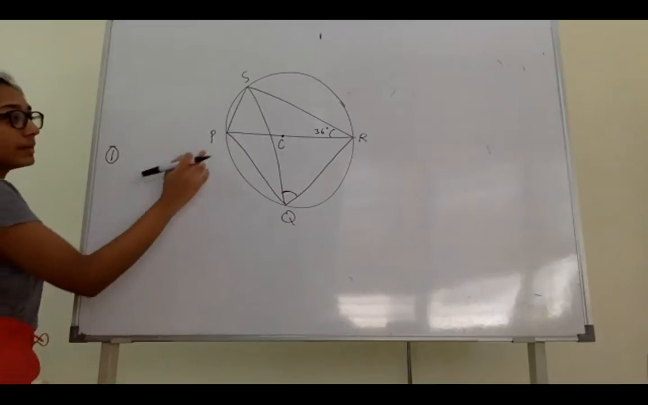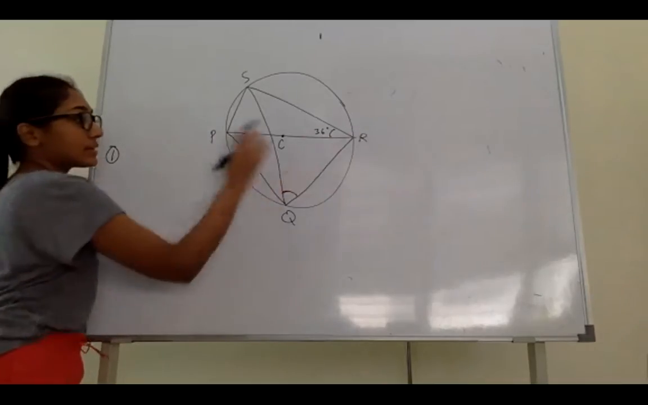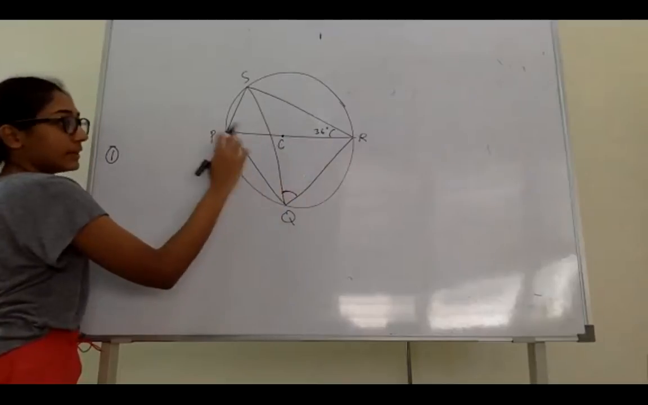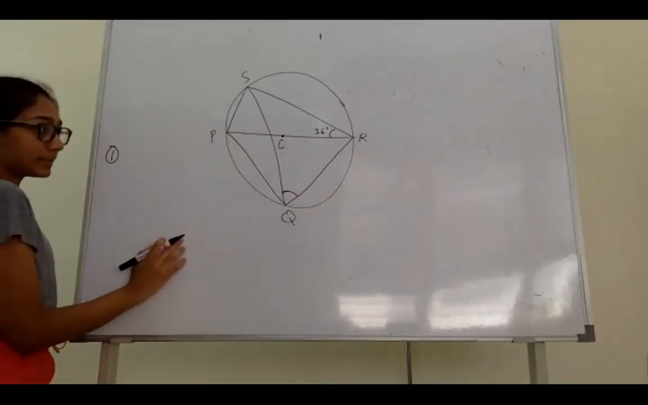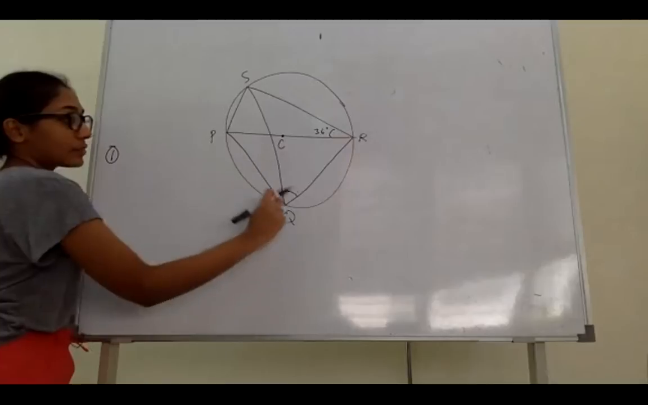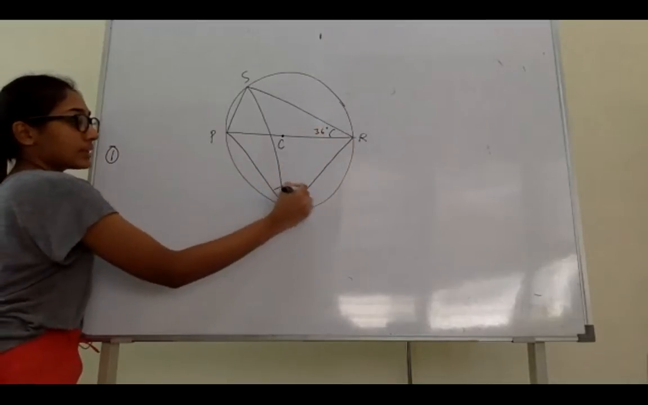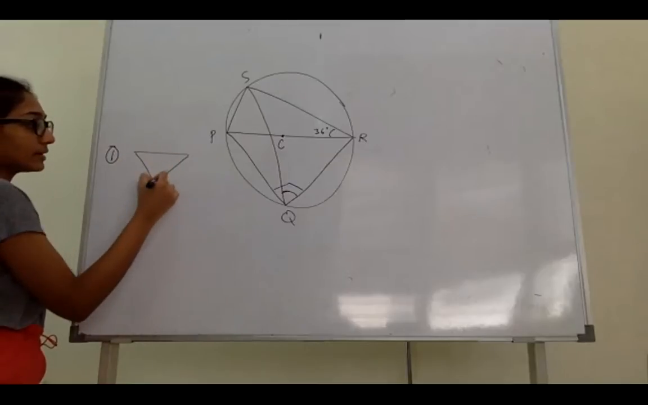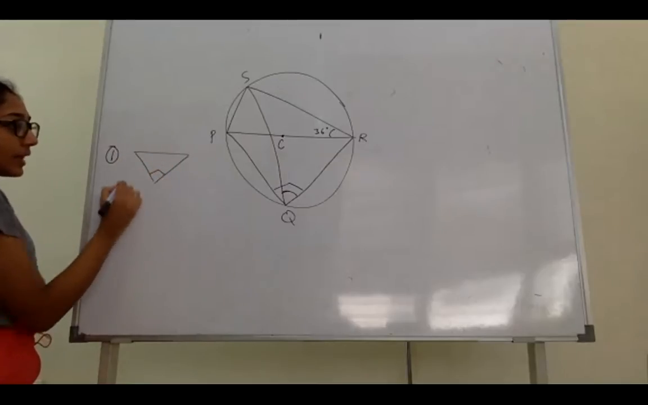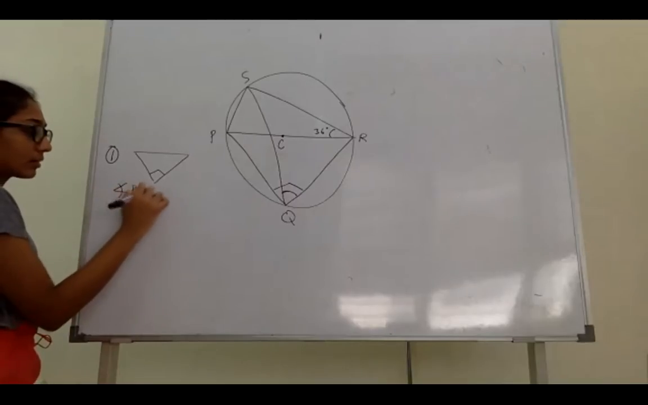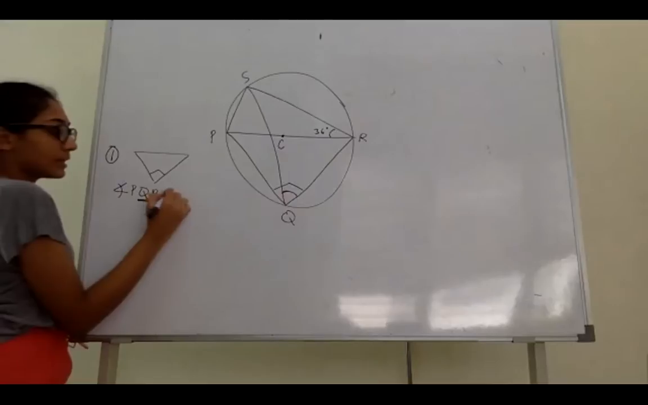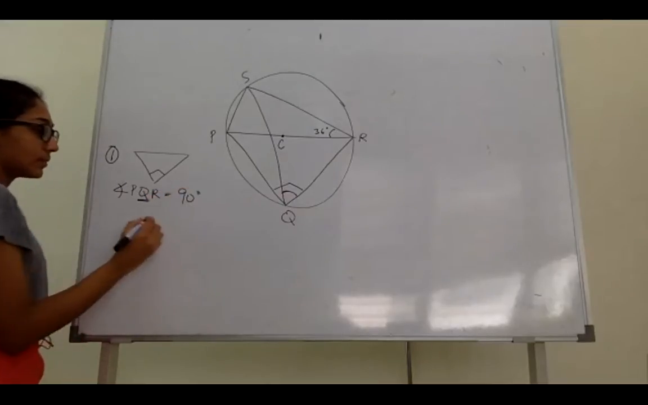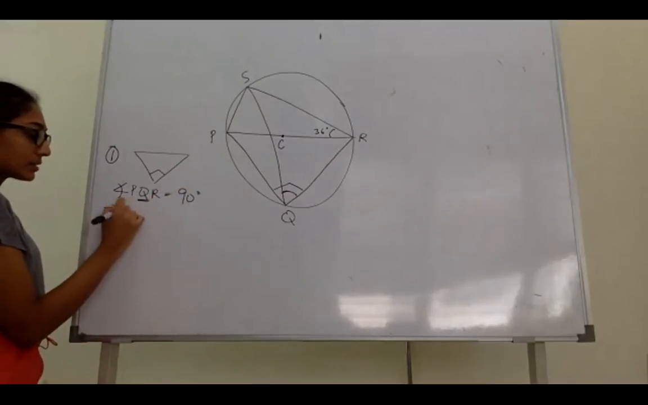Okay, go step by step. So now this is the center of the circle, PCR. C is the center. That means PCR is the diameter. When I have a diameter and I have a triangle, automatically this is 90 degrees. The first rule is there is a triangle here. So angle PQR, means Q, is equal to 90 degrees.